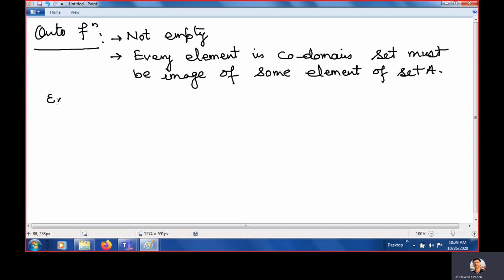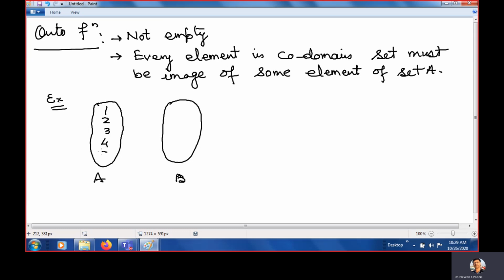For example, I will take two examples here. This is A, this is B. So set A, set B. 1, 2, 3, 4, 5. And it is A, B, C and D. It is not one-one, that is different. But if you see, all elements of set B are occupied. A is occupied, B is occupied, C is occupied, D is occupied.